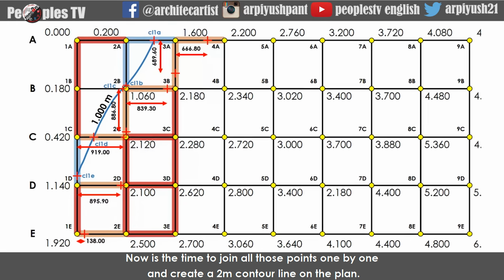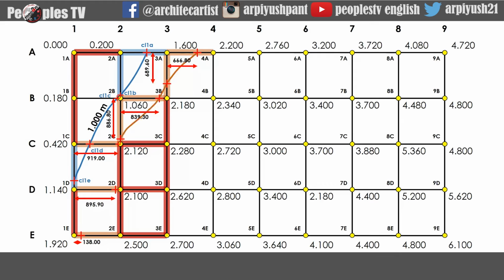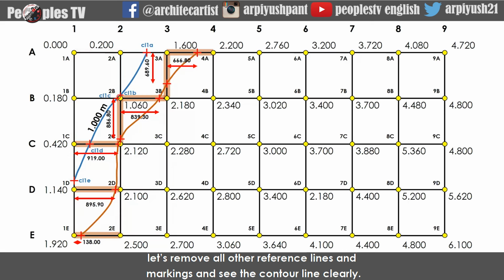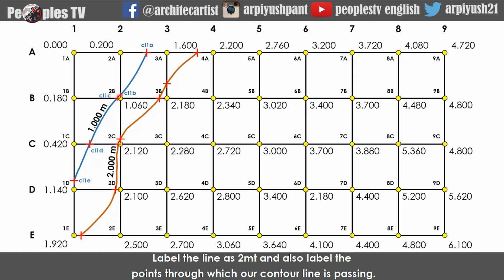Now is the time to join all those points one by one and create a 2 meter contour line on the plan. Let's remove all other reference lines and markings and see the contour line clearly. Label the line as 2 meter and also label the points through which our contour line is passing.